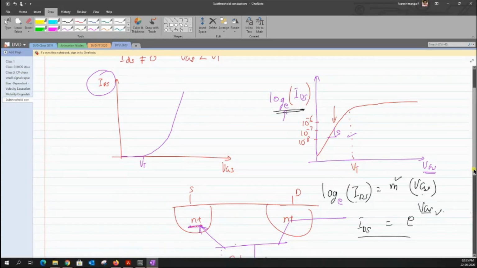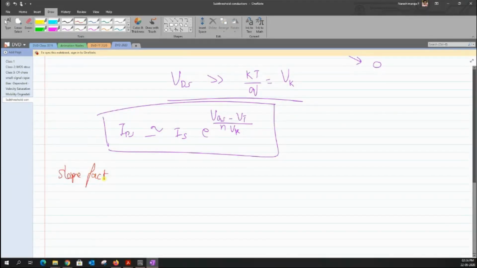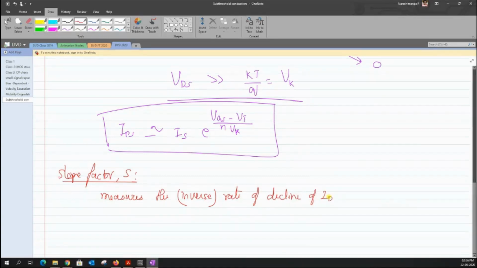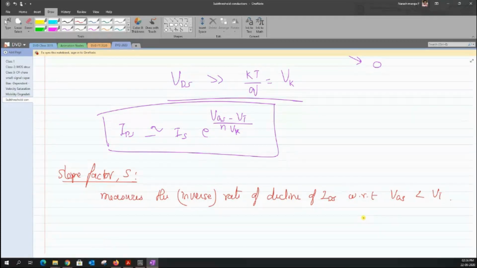Okay, so let me try to define more formally rather than speaking it out. I'm just going to define a factor which is known as slope factor, which basically measures the inverse rate of decline of IDS with respect to VGS below the value of VT. Okay, so it actually measures the quality of the technology or of the MOSFET that we are using.